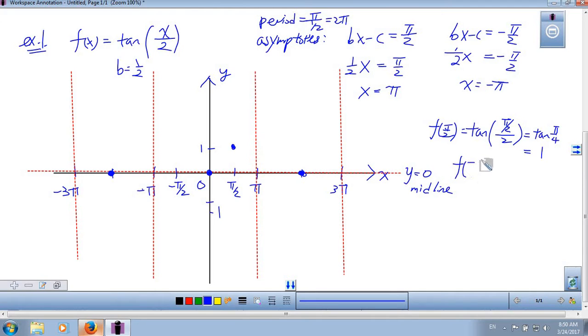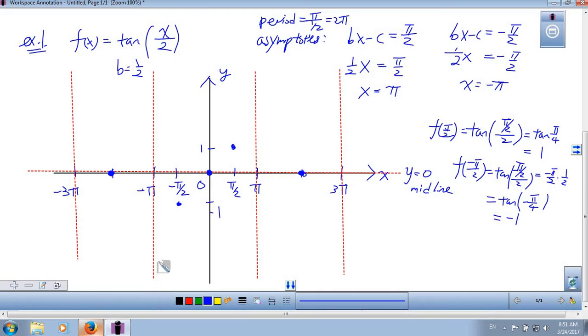What about f of negative pi over 2, which is tangent of negative pi over 2 over 2? That came out to be tangent of negative pi over 4. When you divide by any number, you can multiply by its reciprocal. So when you divide by 2, you multiply by 1/2. This is equal to negative pi over 2 times 1/2. That's where you get negative pi over 4, and this is negative 1. So negative pi over 2 is going to go through negative 1. Now I have enough points to go ahead and draw.